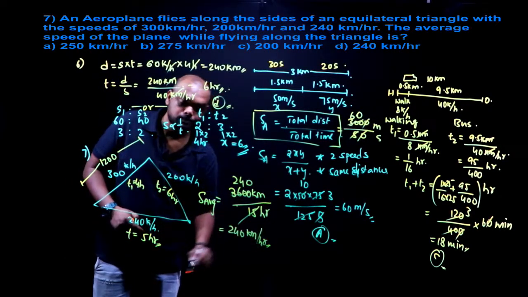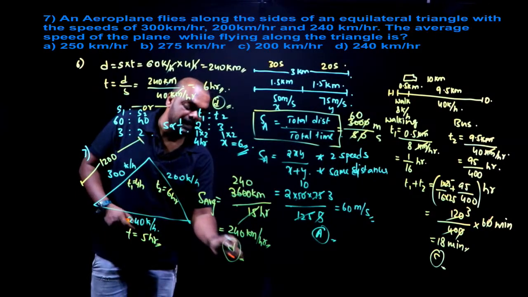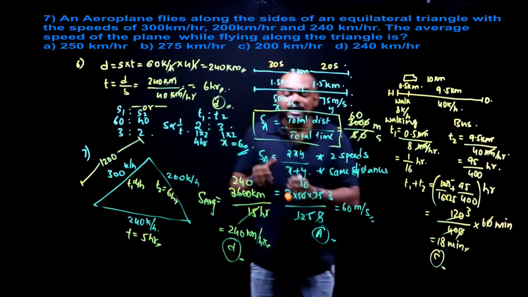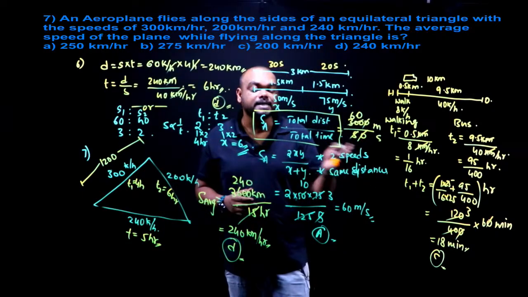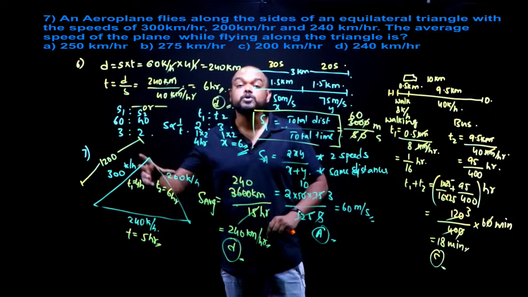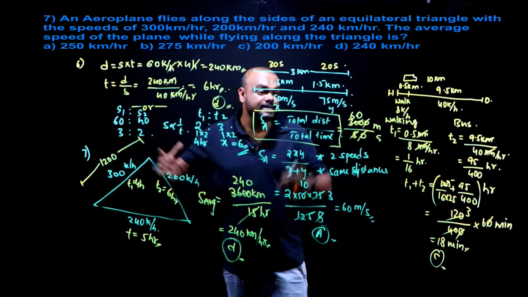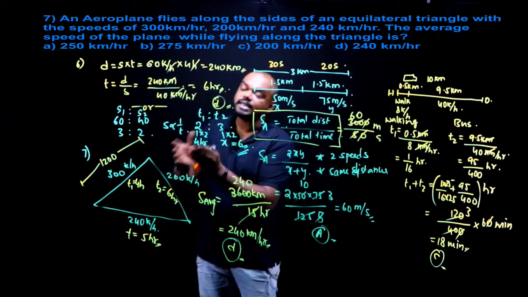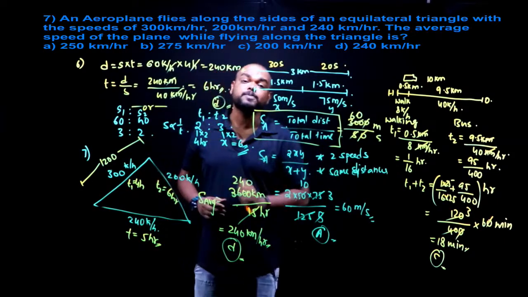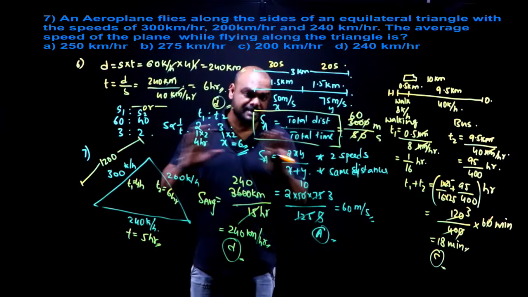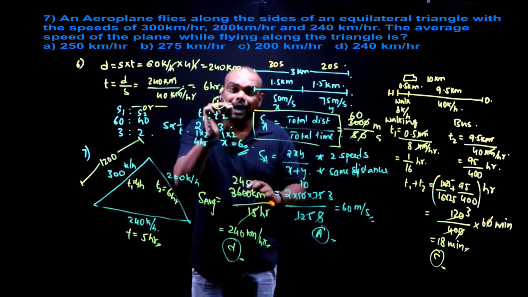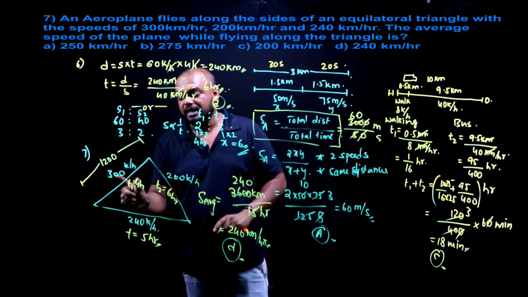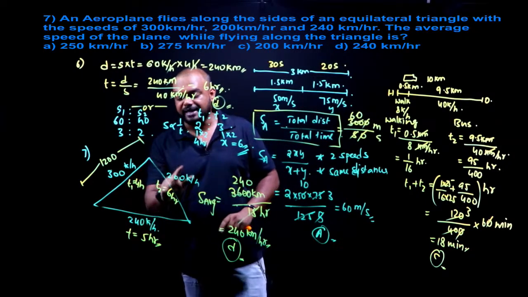Do you have the option? Option D. That is my answer. I am repeating this one more time. I cannot use 2xy by x plus y because here only 2 speeds are allowed. But here there are more than 2 speeds. So we need some other method. That is the universal method, total distance traveled by total time taken. Here neither the distance is given nor the time is given. What can we do? You can assume any distance, people. Any distance you take, you'll get the same answer. It doesn't matter. But if you want to avoid decimals in the problem, take a number divisible by all these three numbers, that is 300, 200 and 240.